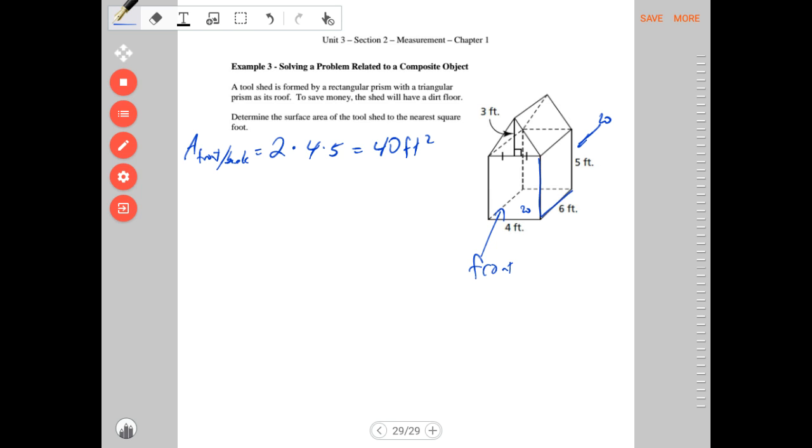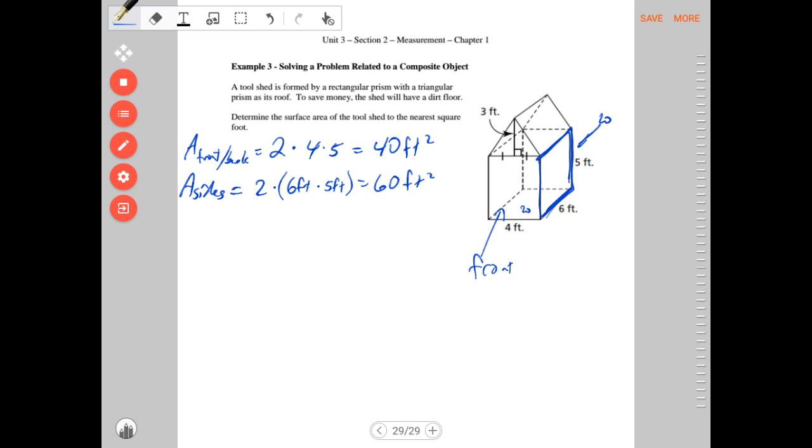Awesome. Now the 2 sides. The 2 sides are these ones. They are 6 feet long, 5 feet tall. So the area of the sides equals, there's 2 of those again, and it's 6 feet wide by 5 feet tall. So 6 by 5 is 30 times 2 is 60 square feet for that one. So that's the sides.